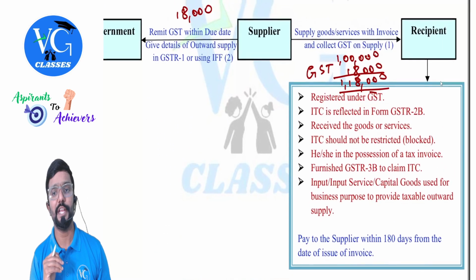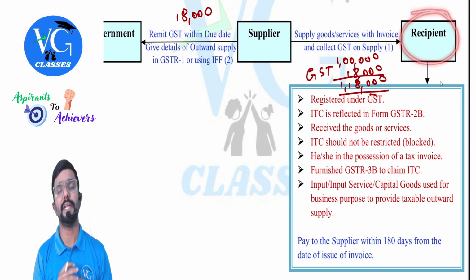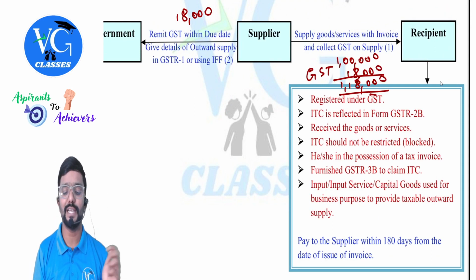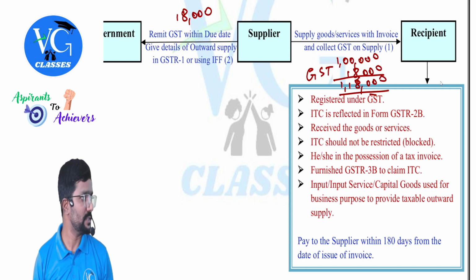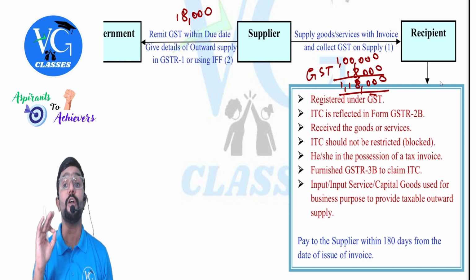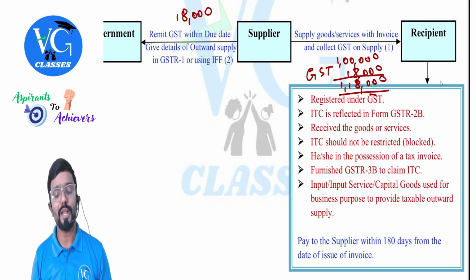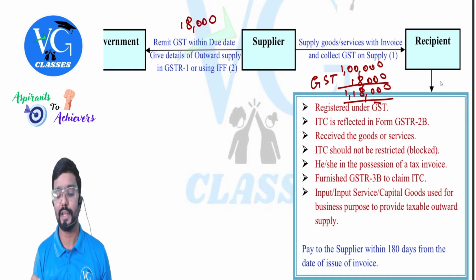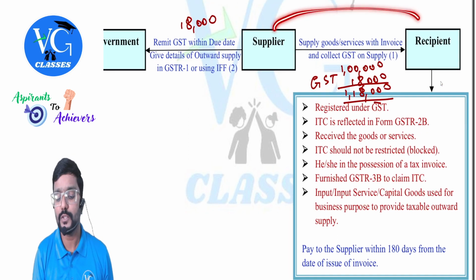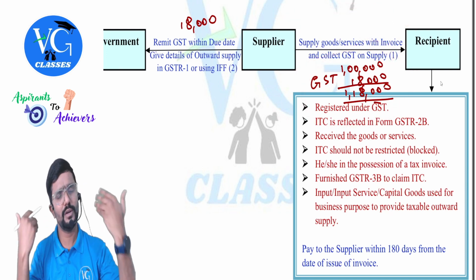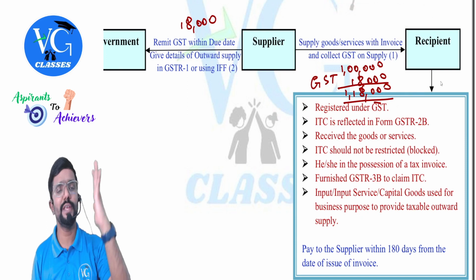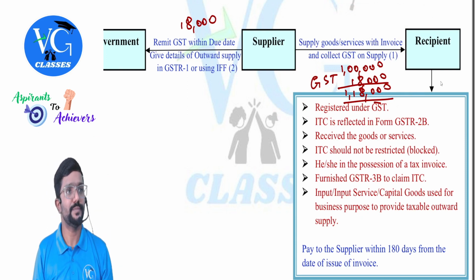And there is also one condition. Recipient can claim a credit provided he pays the consideration to the supplier within 180 days from the date of invoice, guys. So what are you talking about, sir? Sale consideration. For example, assume, guys, supplier sold the goods to recipient on credit basis. He has sold the goods. He has issued the invoice, but still payment is not collected.